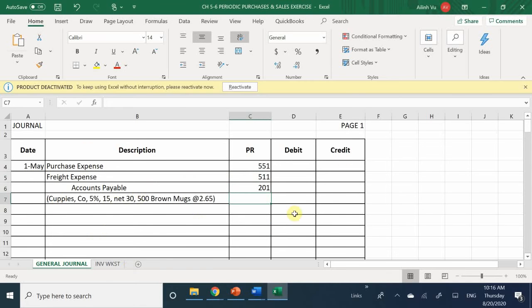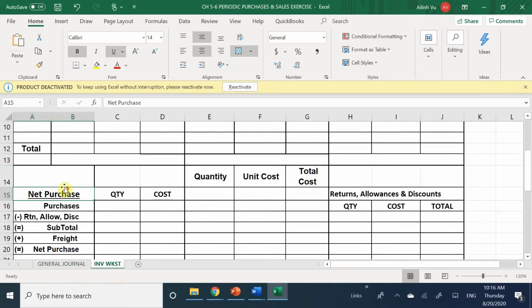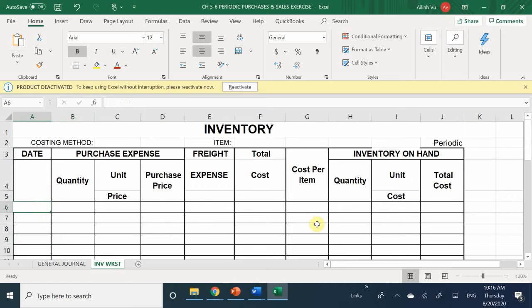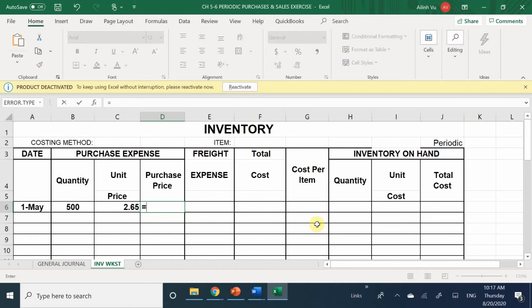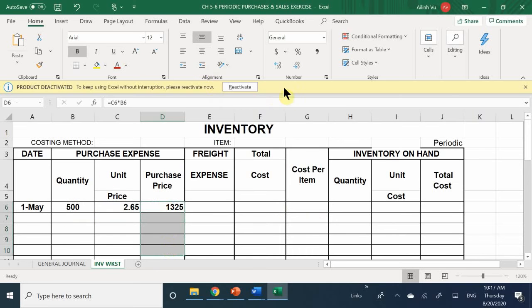All right. So let's go ahead and take a break from here real quick and calculate the amounts in our inventory worksheet. So here the date was May 1st. We bought 500 items at $2.65 each. So what is my total purchase price here? 1,325. There you go, $1,325.